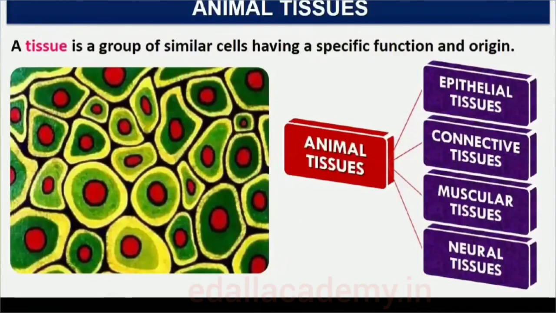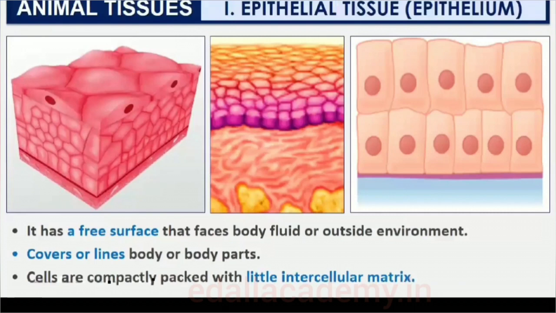7.1 Animal Tissues. The structure of the cells varies according to their function. Therefore, the tissues are different and are broadly classified into 4 types: 1. Epithelial, 2. Connective, 3. Muscular and 4. Neural. 7.1.1 Epithelial Tissue. We commonly refer to an epithelial tissue as epithelium, plural, epithelia.